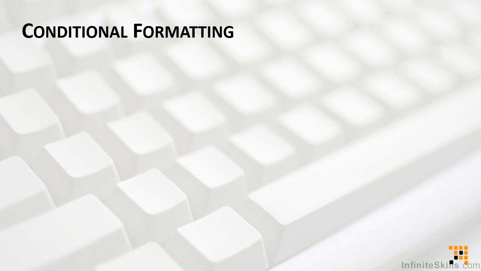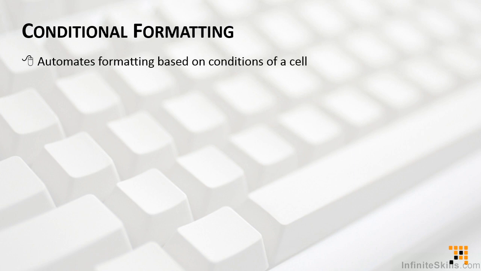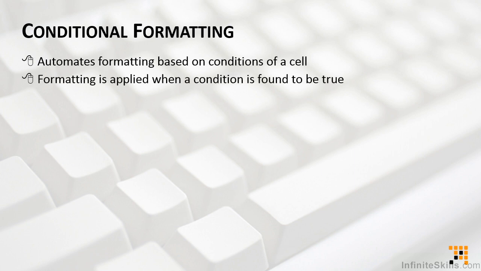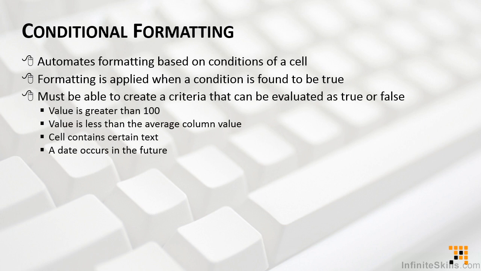Conditional formatting, of course, is something that we can do with any worksheet, and it has several benefits. Conditional formatting automates the formatting based on conditions of a cell. The formatting is then applied when a condition is found to be true. You must be able to create a criteria that can be evaluated as true or false.